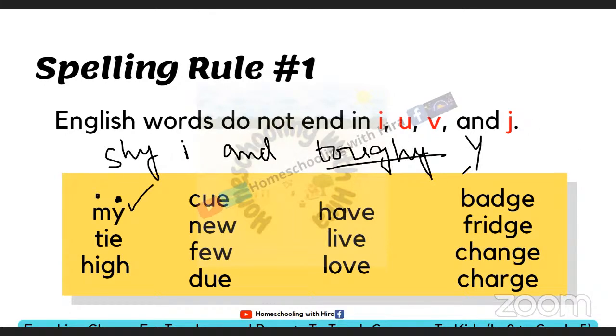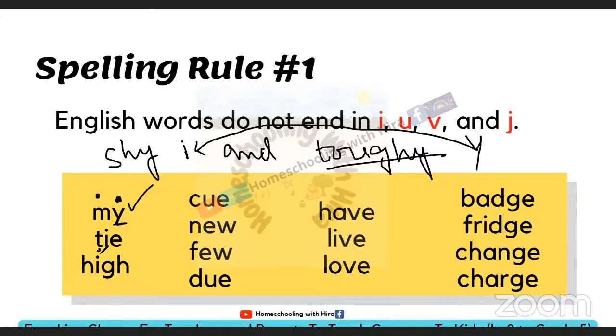Please write this down in your notebook. Check this rule on my YouTube channel. I have given a story that I is shy to stand at the end of English words. That's why his best friend Y always comes to help him. Whenever you hear the I sound at the end of English words, you need to write it with Y. Okay? So this is how you can teach the Shy I and Toughy Y rule and make children understand why we are writing letter Y in place of I.